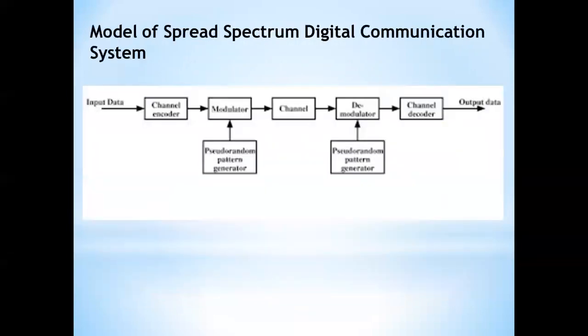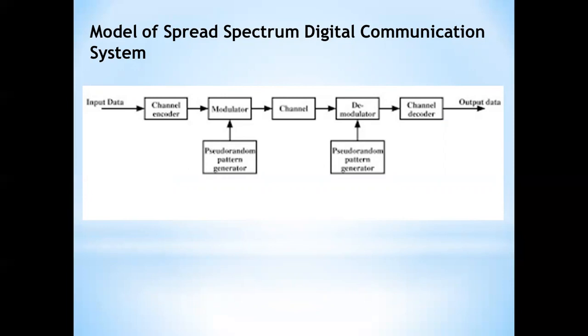Next is the model for the spread spectrum digital communication system. The block diagram is shown in the figure. In the operation of the model of the SS digital communication system, the information sequence at the input of the system is a binary information sequence. The same signal is recovered at the output of the system as the output data signal. We have already discussed the role of the channel encoder, channel decoder, modulator and demodulator.